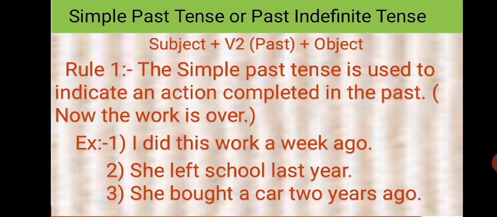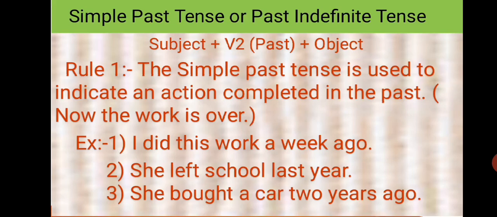Now look at the second example. She left school last year. Now you can see left is second form of leave. So we use she left school last year. And we can see another example, she bought a car 2 years ago. Again it is showing second form, as bought is second form of verb buy. And actually, the simple past tense is one of the very easy and useful tenses.